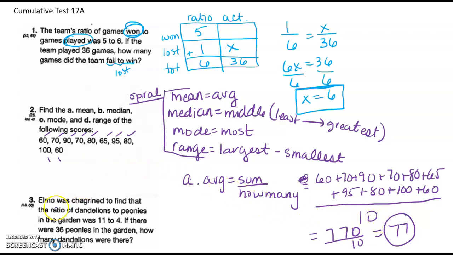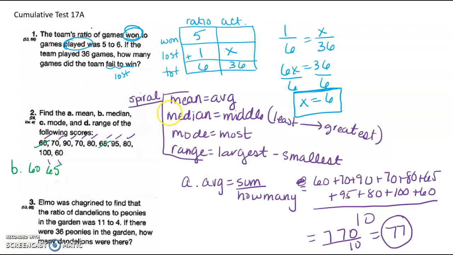Okay, the next one we have is median. So for median, I'm going to have to list these from smallest to largest. So the smallest number I have is 60. I'm going to cross that out, and then I have 65. Oh wait, I have two 60s. Okay, let me go ahead and do some erasing. Let me get the eraser here. And I've got to put these in order, so let's try this again.